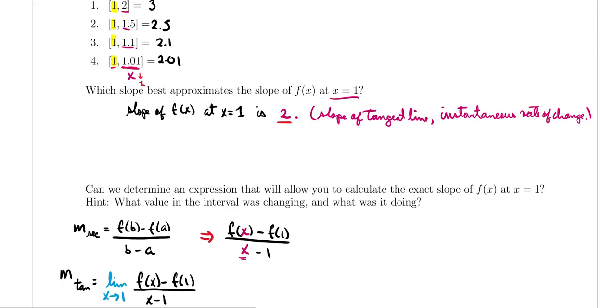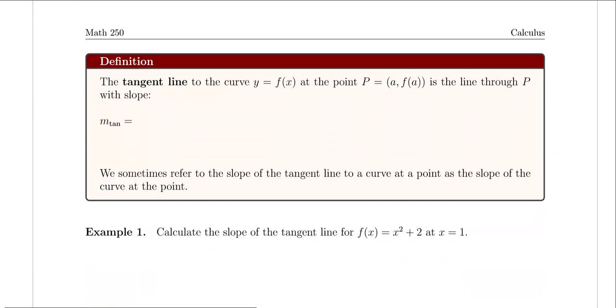So this one here was the equation that I got. The slope for the tangent is equal to the limit as x approaches 1 of f of x minus f of 1 all over x minus 1. So now let's take a look at a new definition. In this case, it's going to be the definition for the slope of a tangent line.